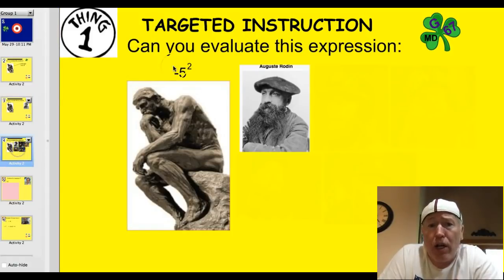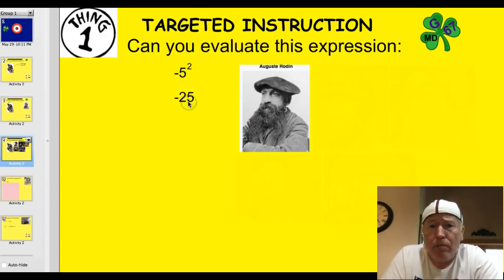So let's go back to a question very similar to our opening question. Can you evaluate this expression? Minus 5 squared. Let's think about it. It's minus 25, because you do the exponent first, and you leave the negative symbol there.